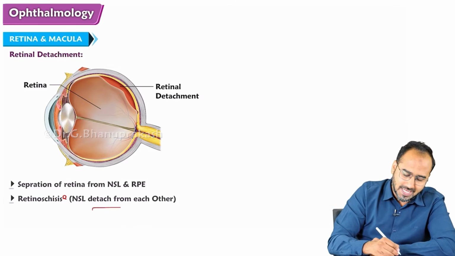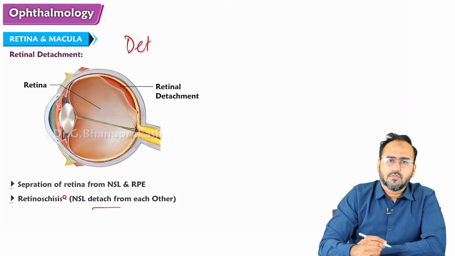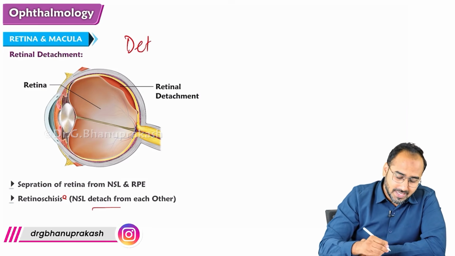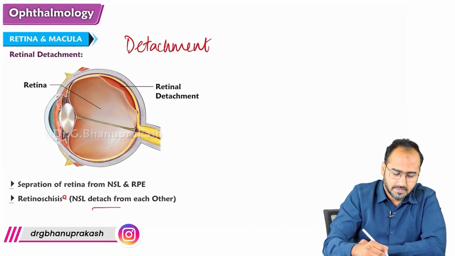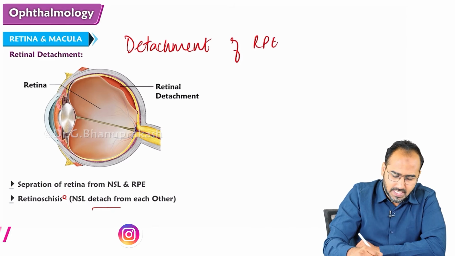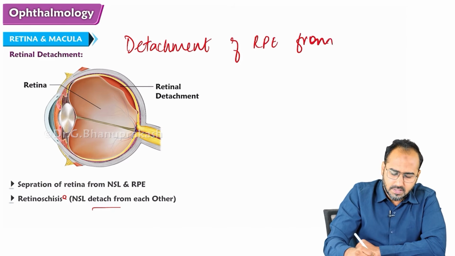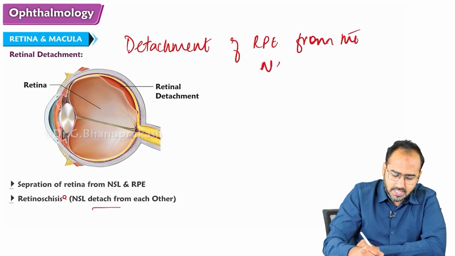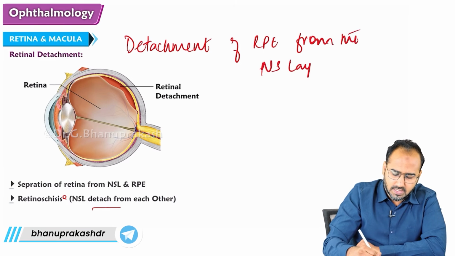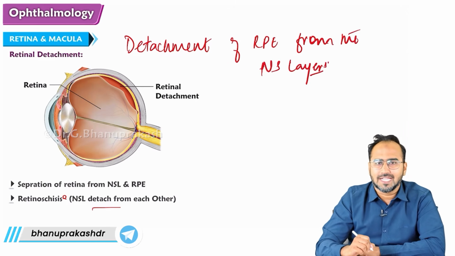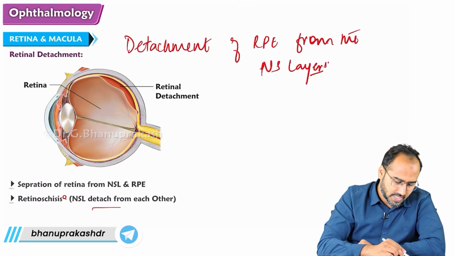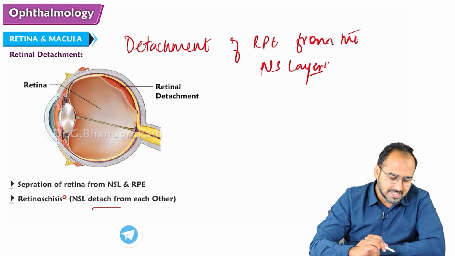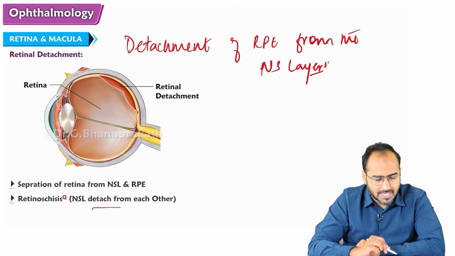Whereas what is retinal detachment? What is retinal detachment, guys? Retinal detachment is the detachment of the retinal pigmentary epithelium from the neurosensory layers. From the neurosensory layers is called retinal detachment. It's called what, guys? Retinal detachment, right? Now, we are discussing about what? We are discussing retinal detachment.